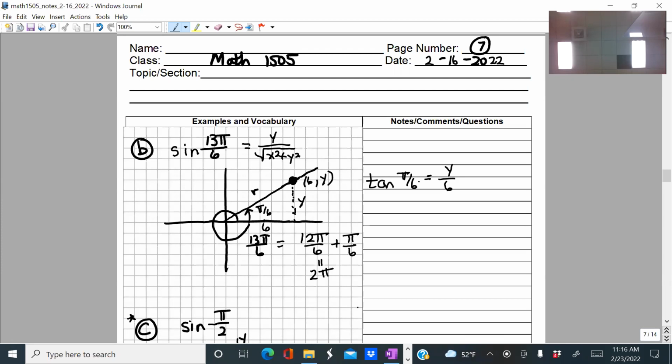Now, pi over 6 is 30 degrees. You're right about that, right? Okay. But what's the tangent of 30 degrees? So you're just looking at your table. So what's the tangent? Square root of 3 over 3, is that it? Yay. Okay. So is that right? Square root of 3 over 3?